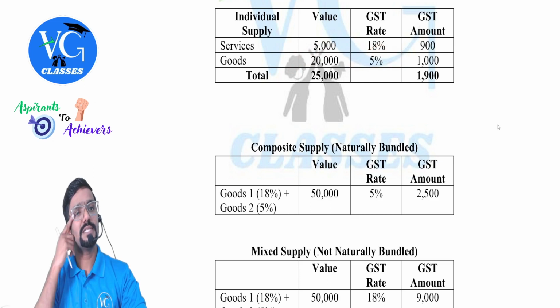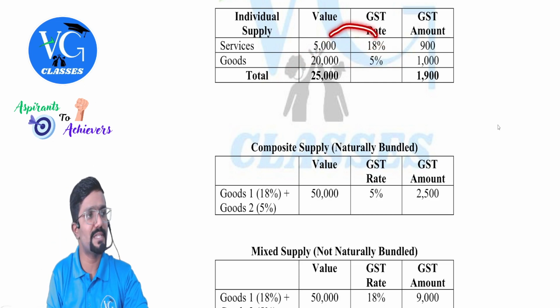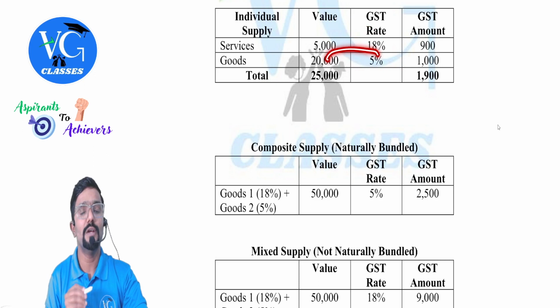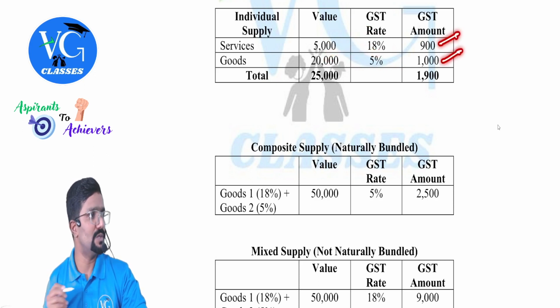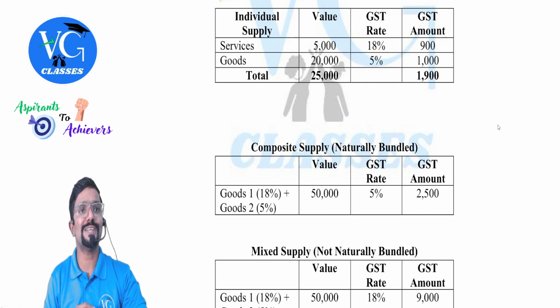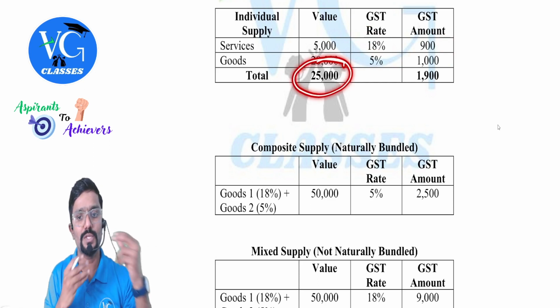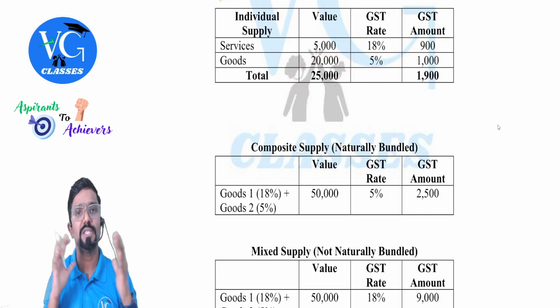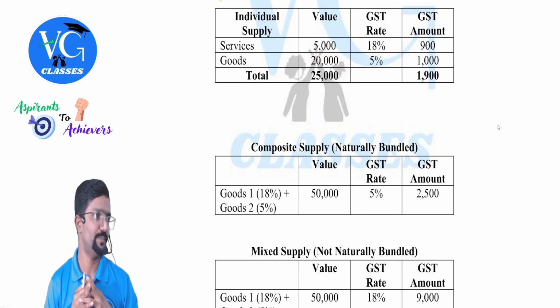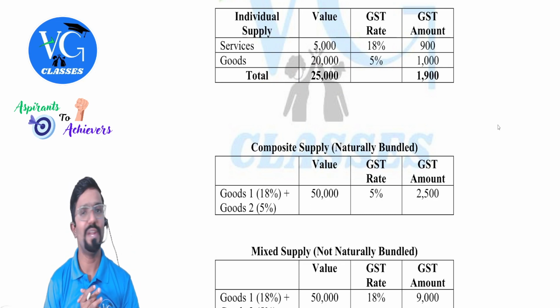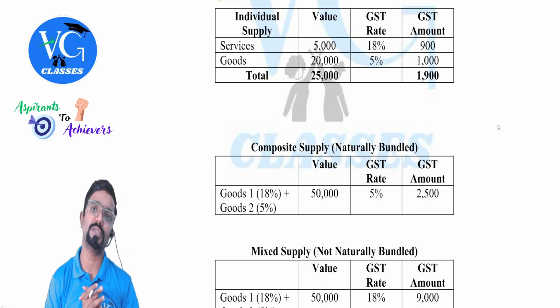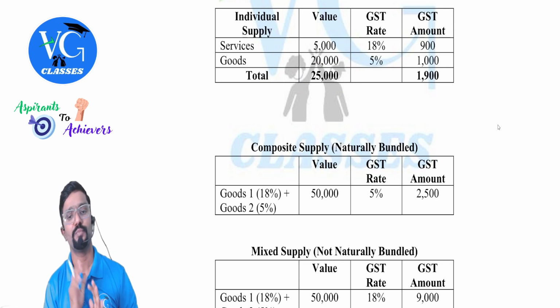Can we calculate the GST separately? Yes. Apply 18% on 5000 and 5% on 20,000. So the amounts come to 900 and 1000. How much will the supplier charge to the recipient? 25,000 plus 1900, 26,900 total. Is that clear? Yes. That means each supply is an individual supply. We need not worry about whether it is a composite supply or mixed supply.